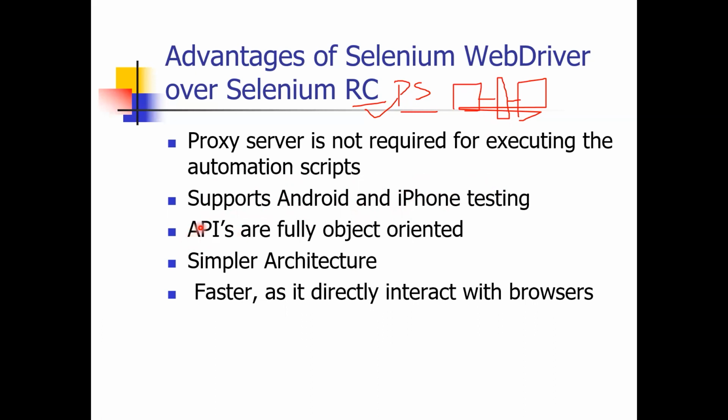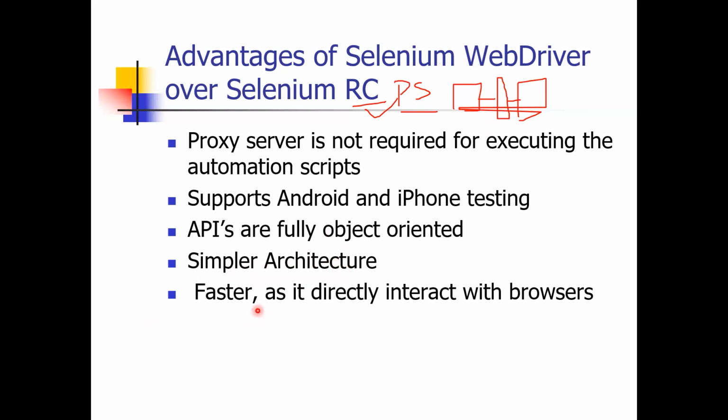API means application programming interface. Selenium is a web driver API. Those APIs are fully object oriented. It supports OOPs. There are no complications here. The architecture is very simple, easily understandable, easily learnable. So it has a simpler architecture. Anyone can understand it.